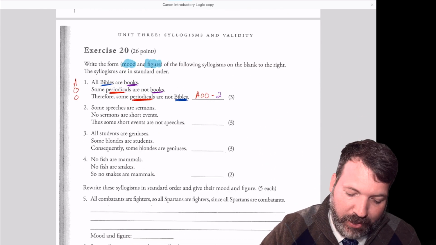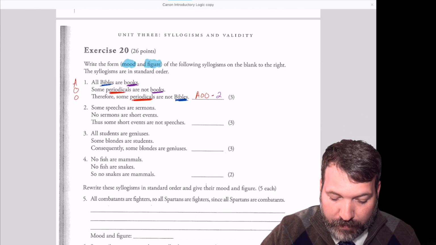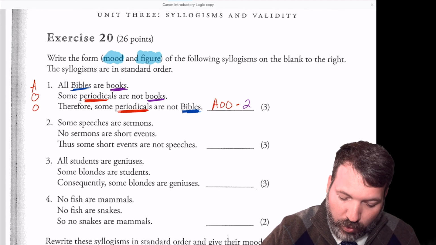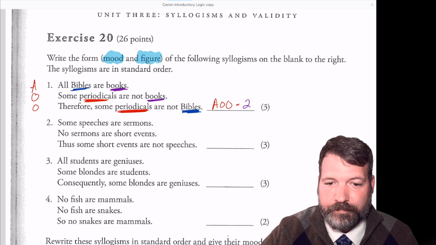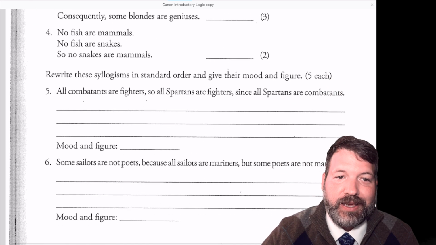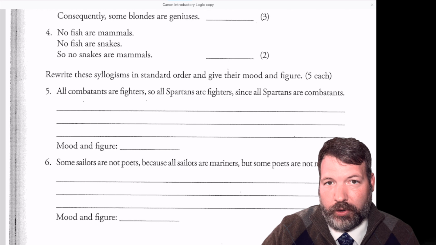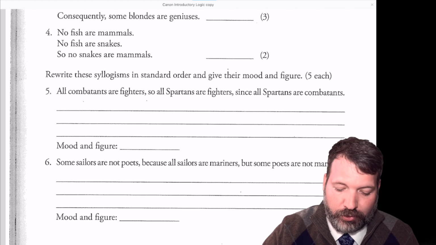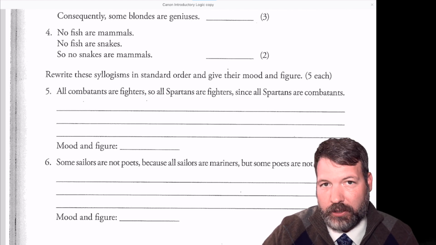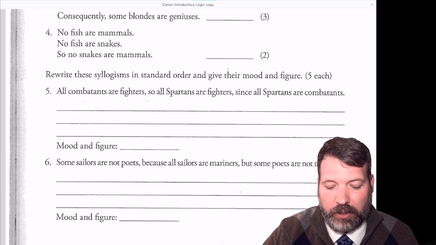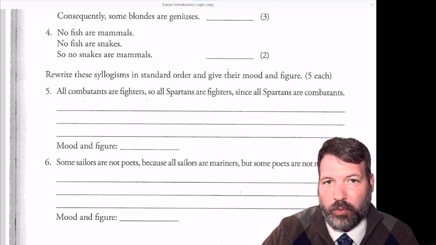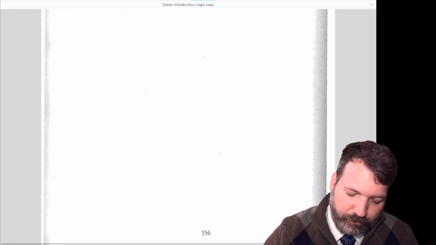Your homework is exercises 20 and 21. You're supposed to go to these syllogisms 1 through 4 and identify what their mood is. You can see number 1 there done for you. Hopefully you can figure out why. That's an AOO2 syllogism. On 5 and 6, it's not given to you in standard order, so you need to figure out the standard order by identifying the conclusion and then rearranging it into major premise, minor premise, conclusion, and then give me the mood and figure once it is in standard order.